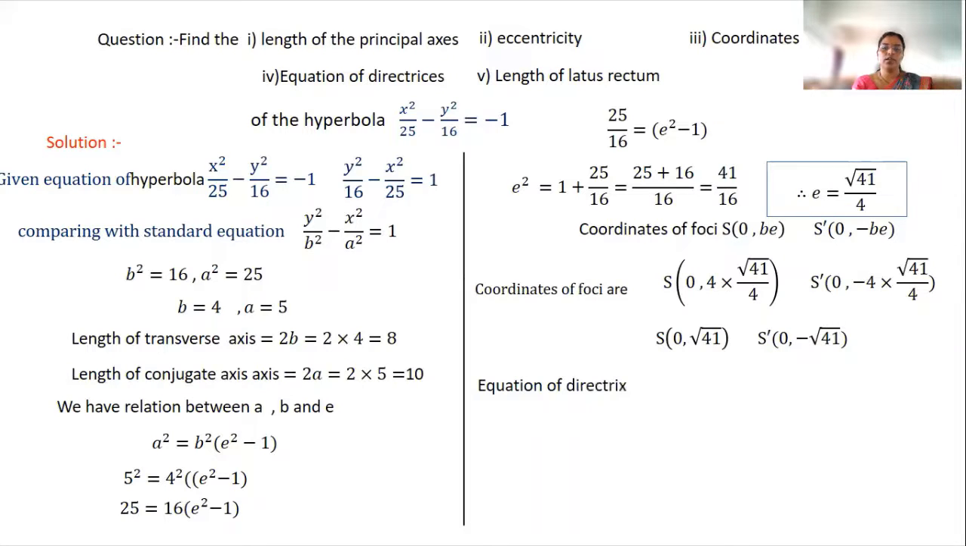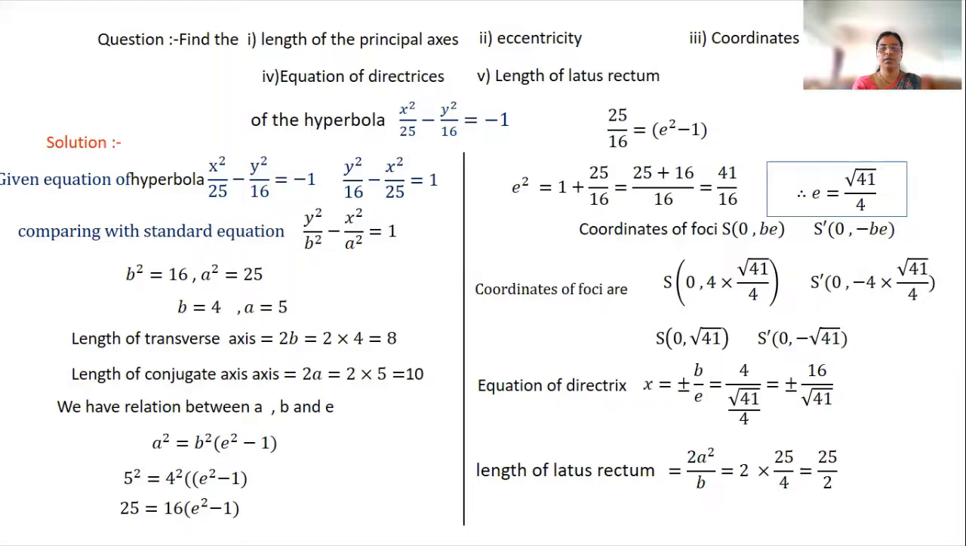The equation of directrix is y is equal to plus or minus b upon e. Therefore, plus or minus 16 upon root 41. Here we have to take y. Then the length of the latus rectum is 2a square upon b, that is 25 upon 2.